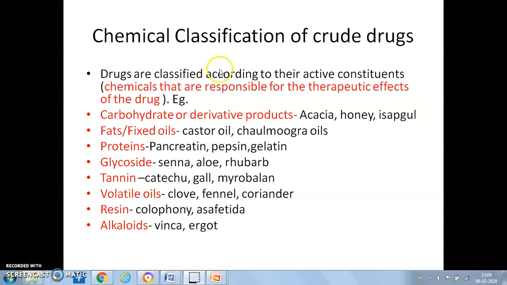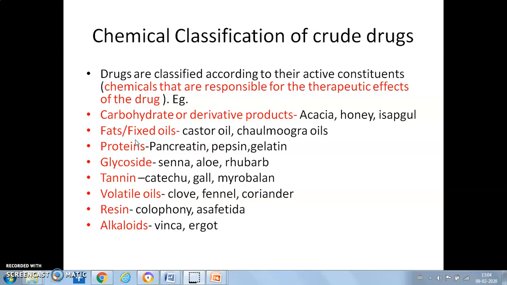Let's see examples of this system of classification of drugs. First one is carbohydrate or derived products. Carbohydrates are polyhydroxy aldehydes and ketones. Examples of drugs under this category are acacia, honey and isabgol. Next category is fat, lipid or fixed oil category of drugs, which are actually triglycerides of fatty acid and glycerol. The examples are castor oil and chaulmoogra oil.